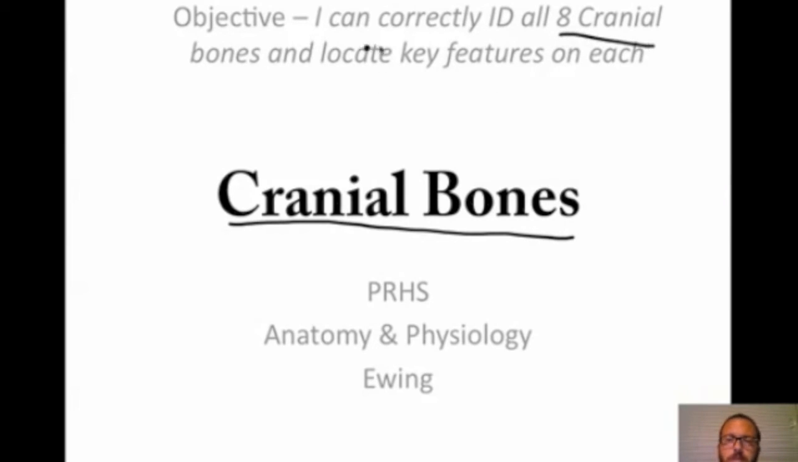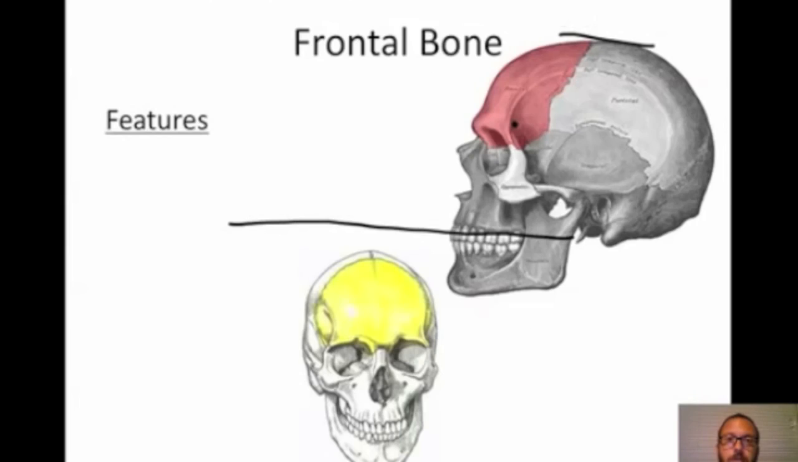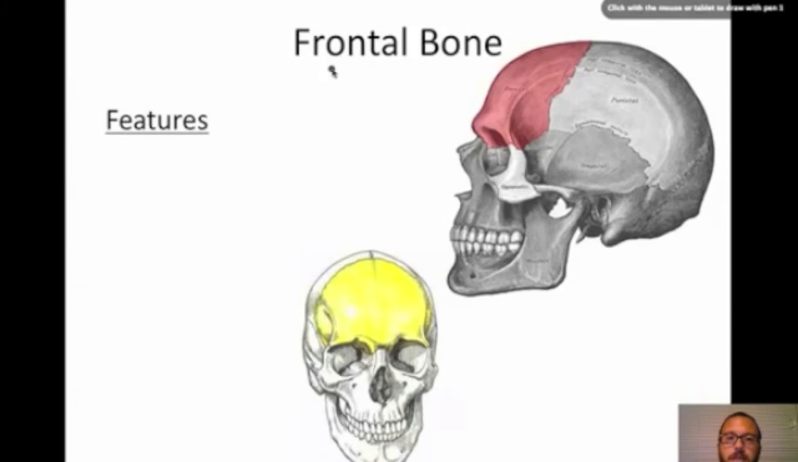8 that we need to know out of the 206 bones in the body. So, hey, after today you'll have less than 200 to go. Great. Let's get started. First bone that we want to take a look at is the frontal bone. It's highlighted here. We see the frontal bone.